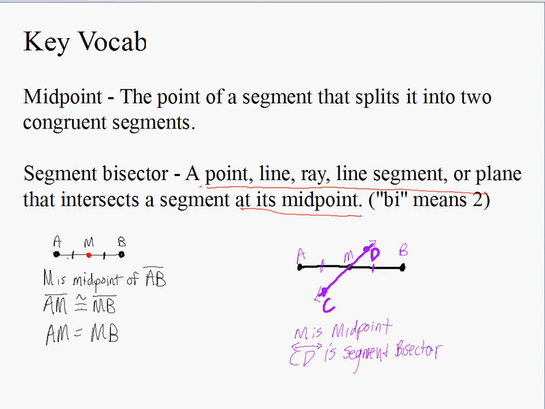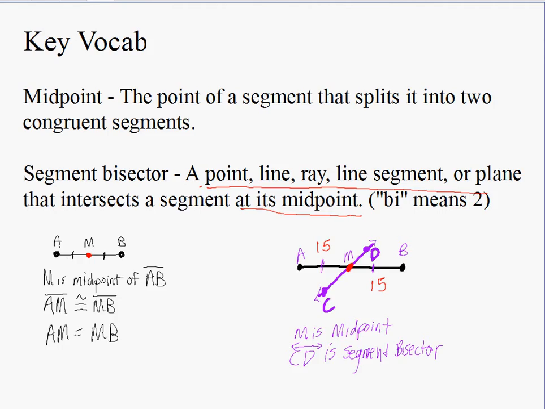So let's look at our picture. Here's line CD. Line CD is going through midpoint M. Now, being that it's midpoint M, we know that AM and MB are congruent in the first place. So if this is 15, you best believe MB has to be 15 as well. And we know that line CD is the segment bisector. So take a look at these two pictures. Make sure you get these down in your notes. Pause the video if you need to.